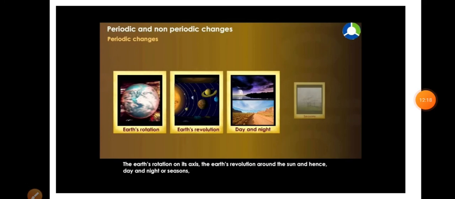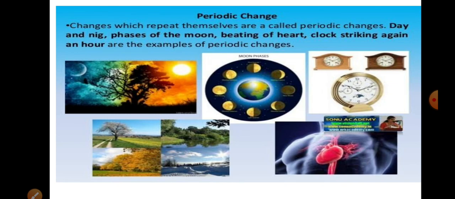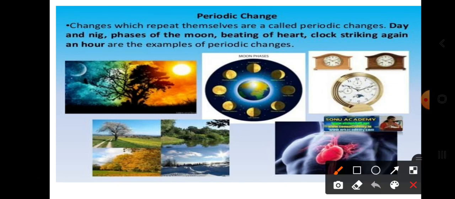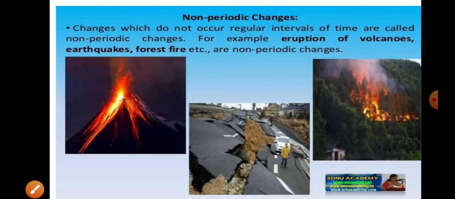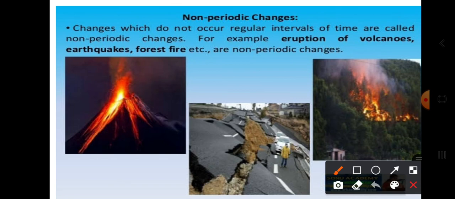Here you even have some other examples, just now we have discussed, that is day and night formation, rotation and revolution of earth. Yes, this is also one more, that is movement of the watch. Yes, that is also a periodic change. Your heartbeat is a periodic change. So if the time gap between the two successive changes always remains constant, then we call it a periodic change. Now some of the non-periodic changes, they will not occur regularly.